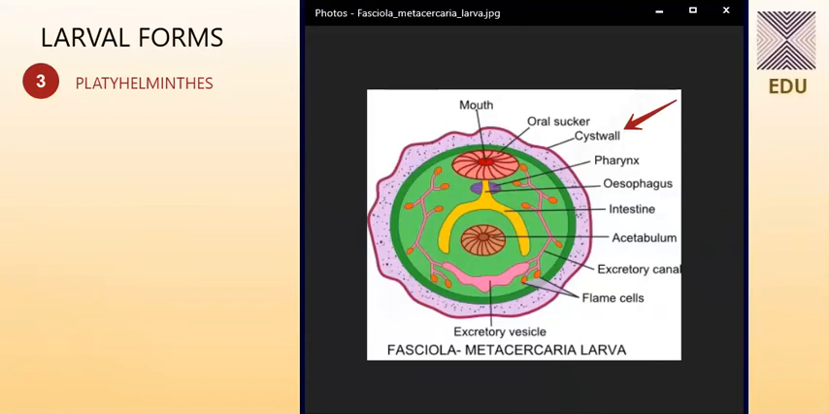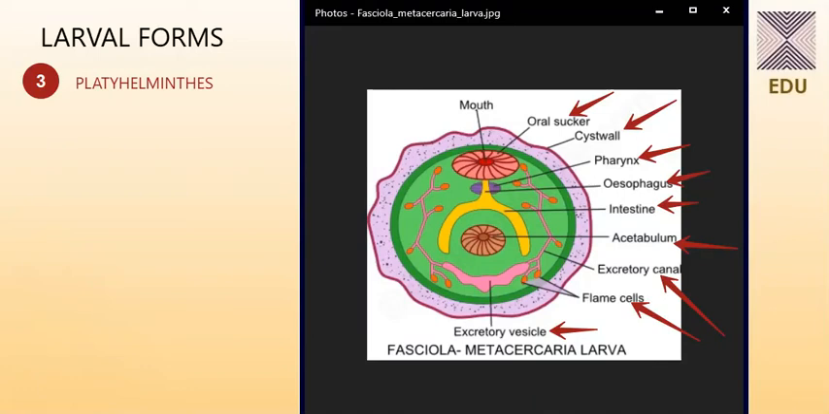So here you can see the presence of the oral sucker, the pharynx, the esophagus, the intestine. This is the ventral sucker, which is the acetabulum. Then you have the excretory canals. You have got the flame cells for excretion, and this is the excretory vesicle, which is also present in the adult form. So this Metacercaria larva is very comparable to the adult form of the Fasciola hepatica.